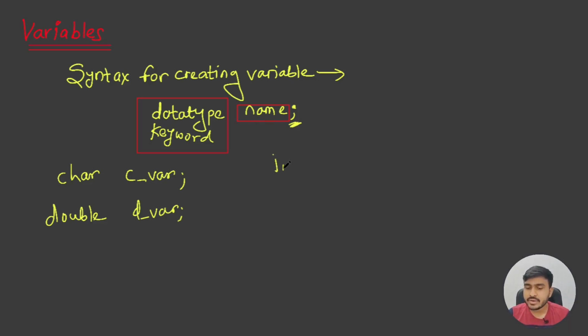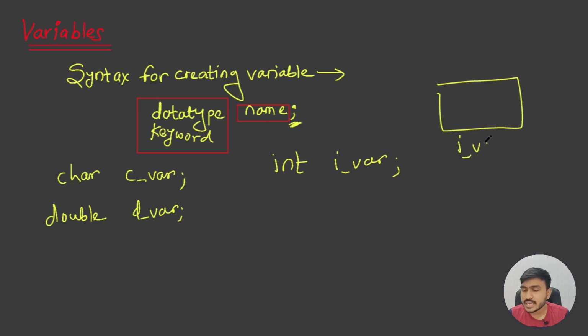Let's say I create one variable, int iVar, and I don't initialize it. I just keep it as it is. So I'll just create a variable. What will happen is C++ is going to allocate memory for our variable, and it's going to give this name to this memory. That's it. We are not putting any value into that variable.